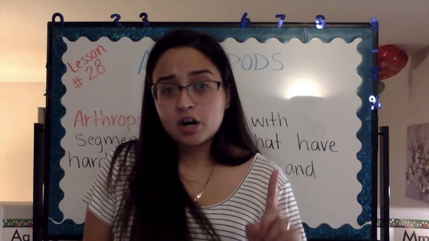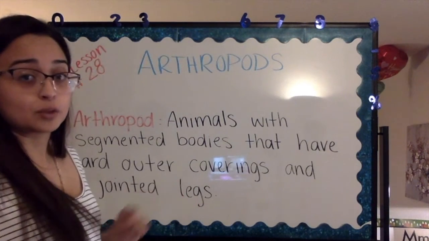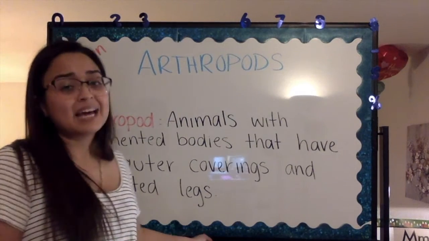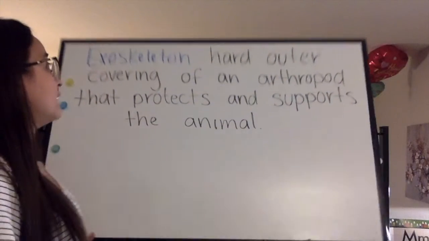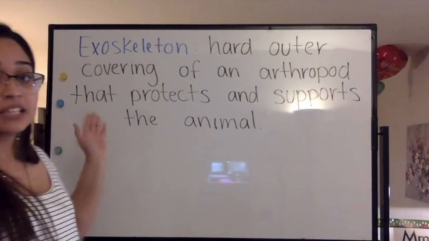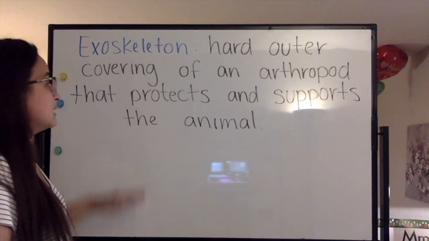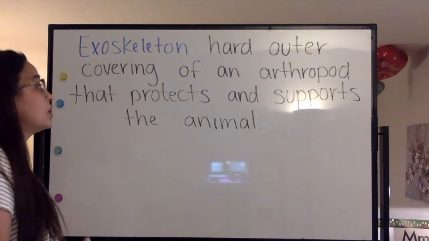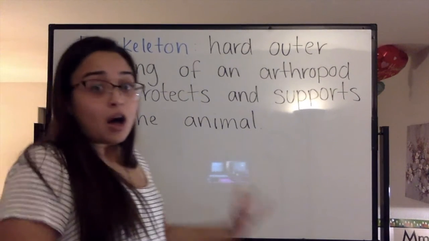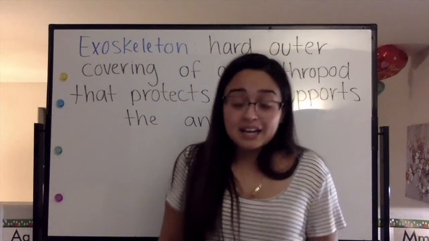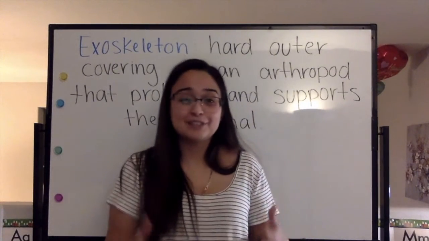Speaking of hard outer coverings, like it's mentioned here that arthropods have, that has a specific name. The name of that is the exoskeleton. The exoskeleton is a hard outer covering of an arthropod that protects and supports the animal. All arthropods are actually invertebrates. Fun fact. That's actually very true.